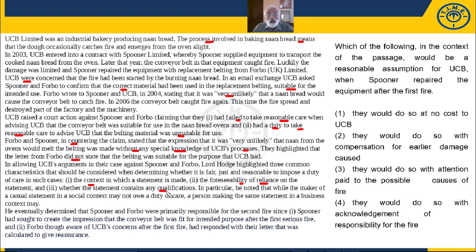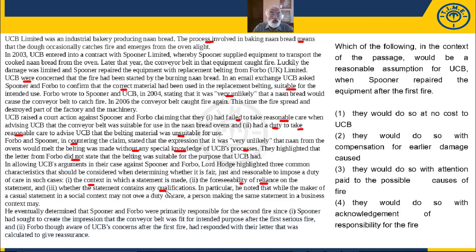Okay. He eventually determined that Spooner and Forbo were primarily responsible for the second fire since, one, Spooner had sought to create the impression that the conveyor belt was fit for the intended purpose after the first serious fire. And two, Forbo, though aware of UCB's concerns after the first fire, had responded with a letter that was calculated to give reassurance. Which means, on going through what it is that these guys have said, very unlikely that it was the bread that caused the conveyor belt to catch fire, and that too in response to a letter from UCB asking whether the right material was used.